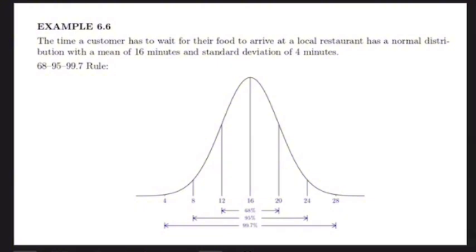Now, the mean is 16. As you can see, the mean is 16. But if I want to know the standard deviation here, look at the movement from 16 to 20, and the movement from 16 to 12. That is looking like a 4. Do you see? That's like a 4. And that was why they said the standard deviation is 4.